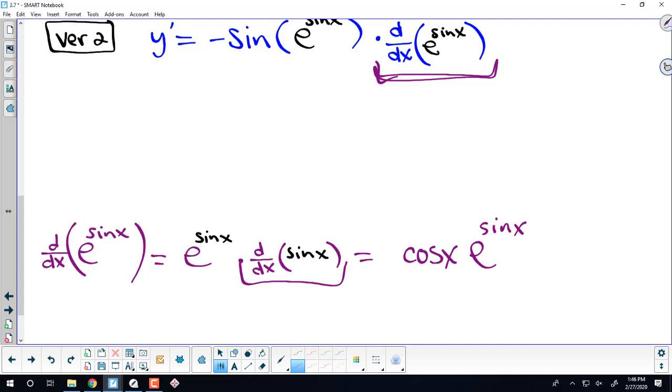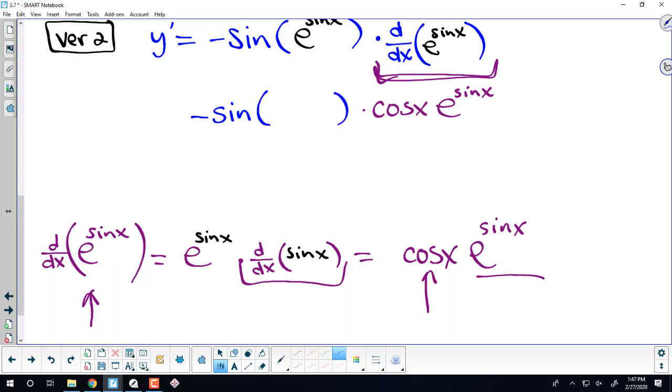Remember, we can think about the derivative of e to any power as just e to that power times the derivative of the power. Either way, you're using the chain rule. So cosine x times e to the sine x needs to go in for this derivative here. We're multiplying that by the negative sine of the quantity e to the sine x.